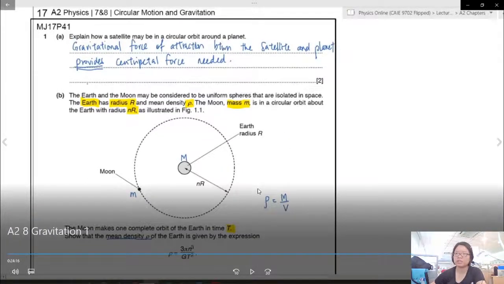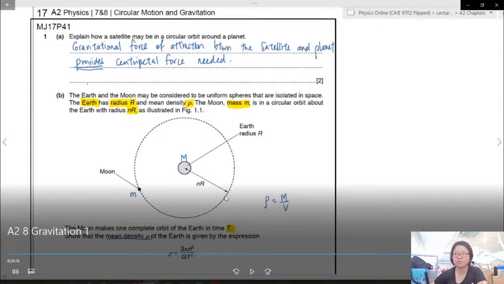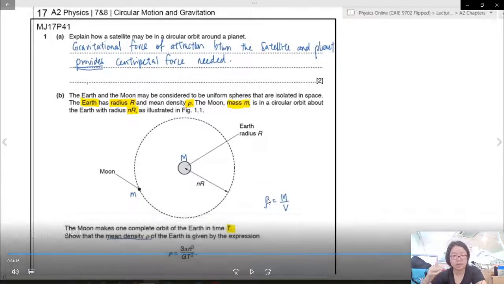So here is where students tend to panic. Density. How to find density? Why is this proof so weird? You come down first. Okay. Always start with the basic equation. Density is mass over volume.